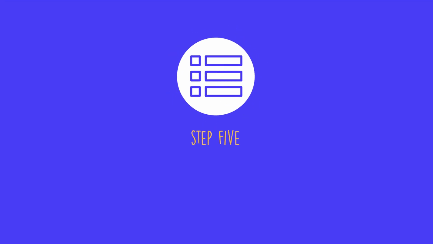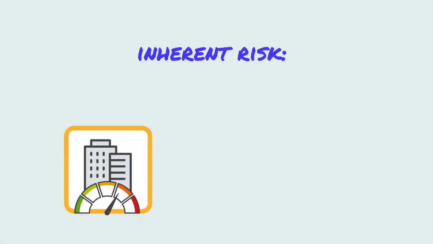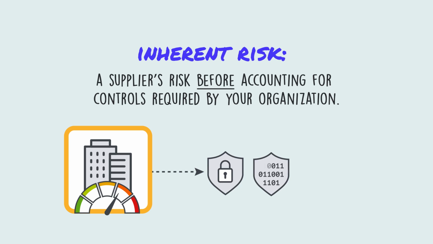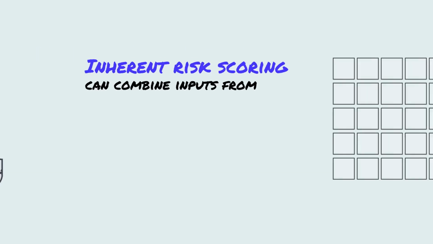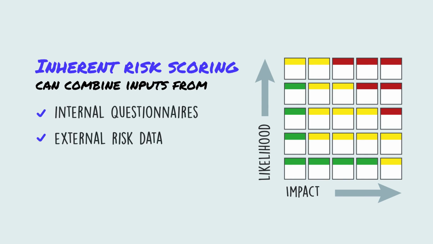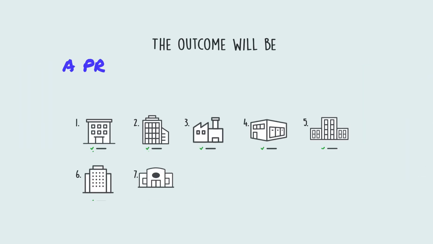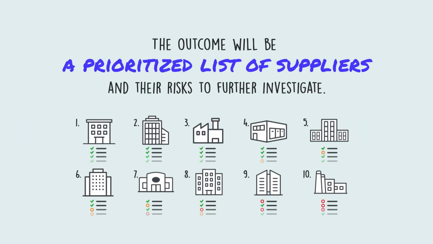Step 5. Categorize and tier your suppliers based on their inherent risk, which is a supplier's risk before accounting for any specific controls required by your organization. Inherent risk scoring can combine inputs from internal questionnaires and external risk data gathered during the sourcing phase to determine the likelihood of an occurrence and its impact on your organization. The outcome will be a prioritized list of suppliers and risks to further investigate.